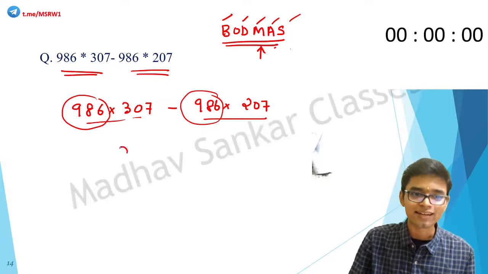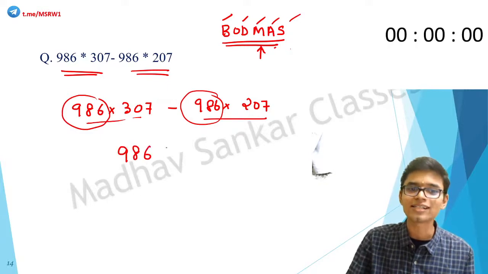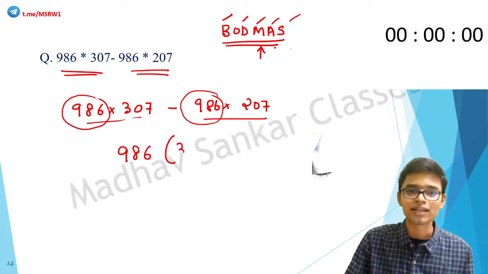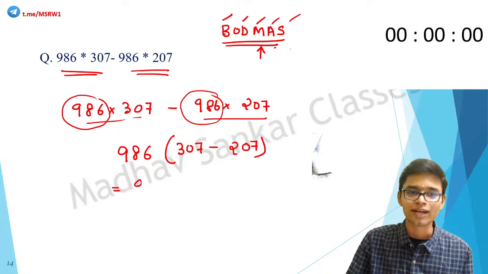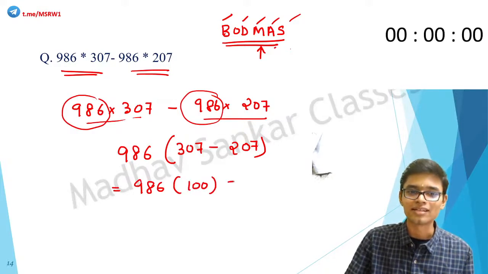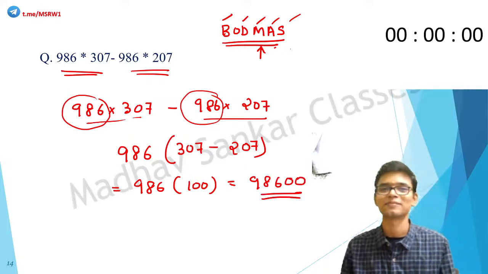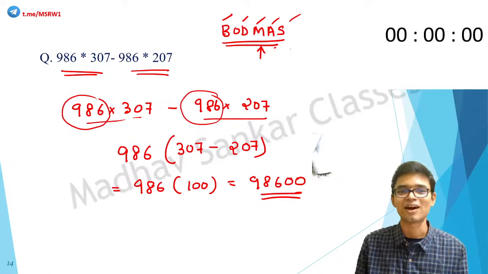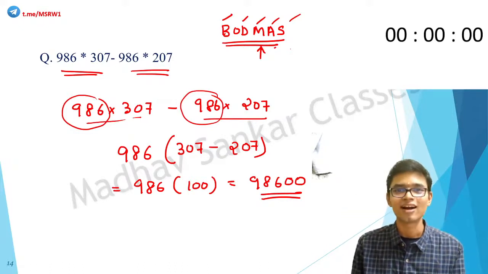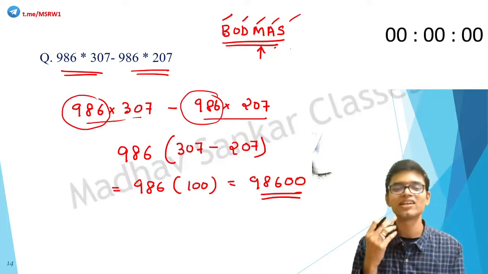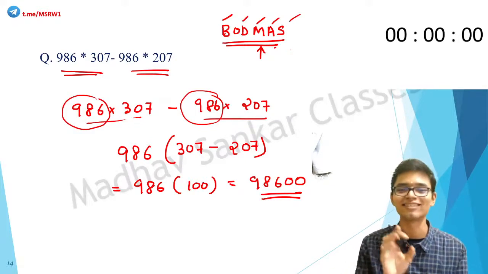Correct? So we take that as a common number. 986 into 307 minus 207 is equal to 986 into 100, which is 98600. Done. See how much time this would take? 5 seconds tops. Correct? Under 10 seconds, or even in the worst case, under 20 seconds, you can get the answer.